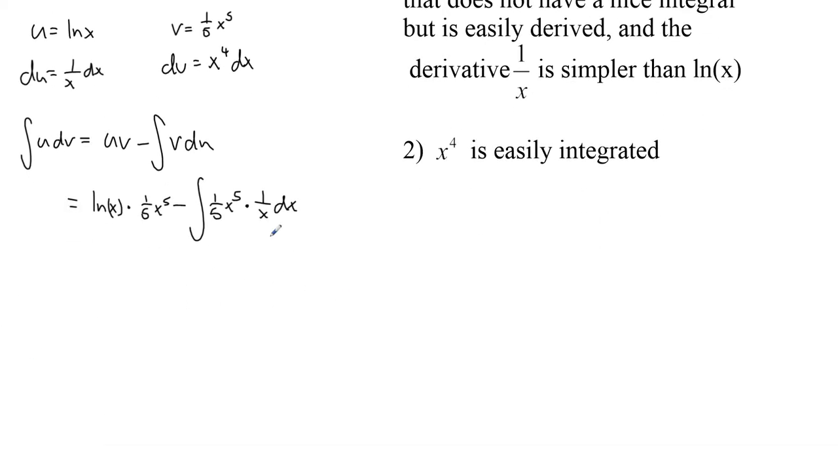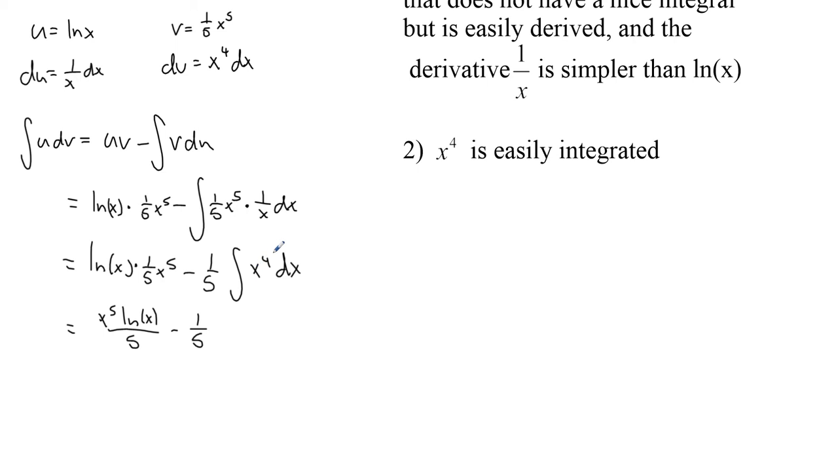And by doing this, we can simplify this, and then it becomes a fairly simple integral. I can say that this is the ln of x times 1/5 x to the fifth. I'll bring this fifth out, so it's minus 1/5. And then x to the fifth over x is the integral of x to the fourth dx. And that's a simple integral. And so combining a few things here, I'll have x to the fifth ln x over 5 minus 1/5, and then we've already done the integral of x to the fourth dx.